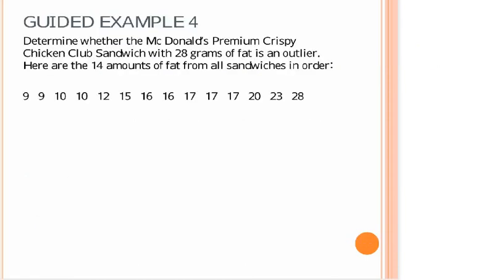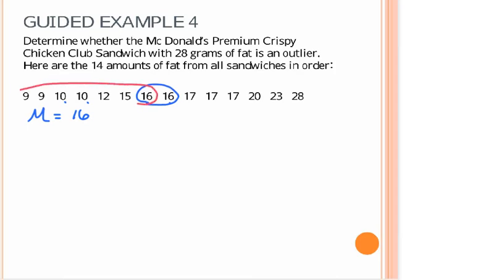All right, determine whether the McDonald's Premium Crispy Chicken Club Sandwich with 28 grams of fat is an outlier. Okay, that's a lot of fat. Here are the 14 amounts of fat from all sandwiches in order. First thing we've got to do is find the median. There's 14, so it's in between 7 and 8. So it's in between these two, so guess what? The median is 16.